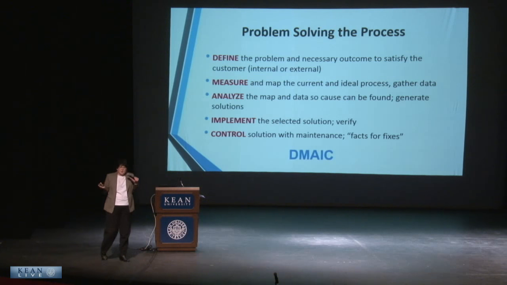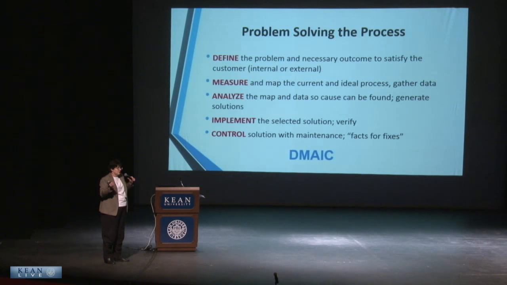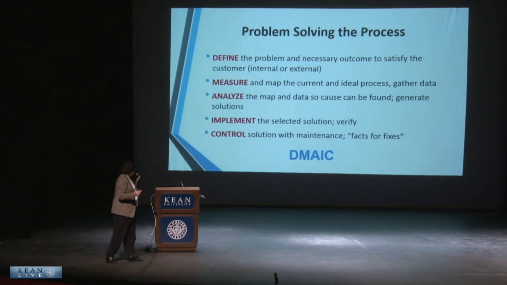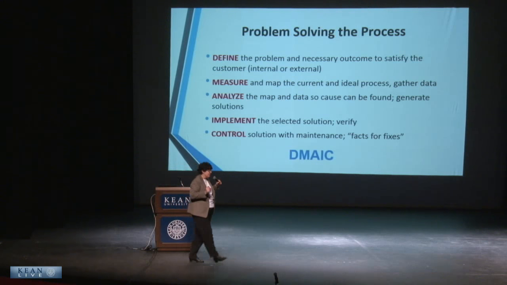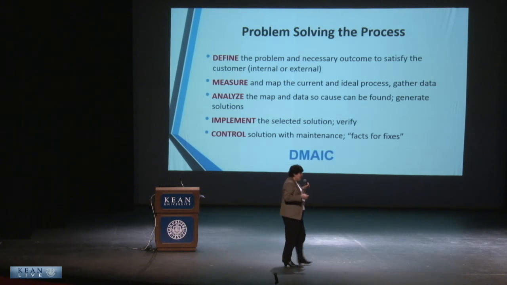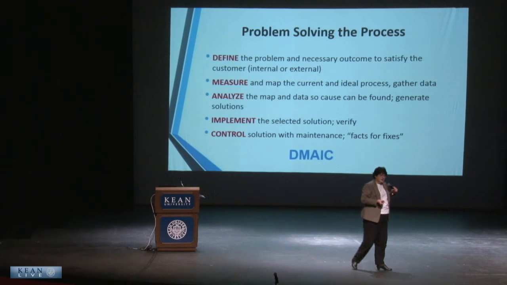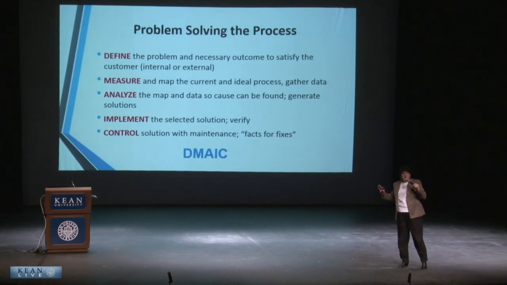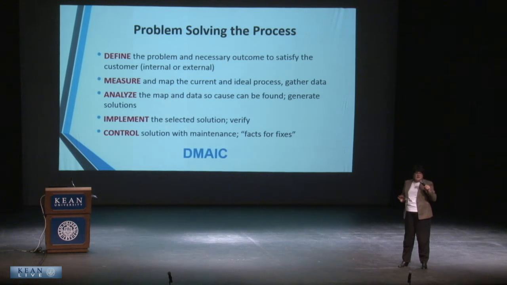Denise said she's got a problem with this process. It's frustrating for the student. Okay, there's no value there. Measure and map current and ideal process, gather data. Analyze the map and the data. You're going to implement the selected solution and then control the solution with maintenance. And I call this facts for fixes. And that's a great phrase because everything in Lean Six Sigma deals in data. Hard numbers, facts.